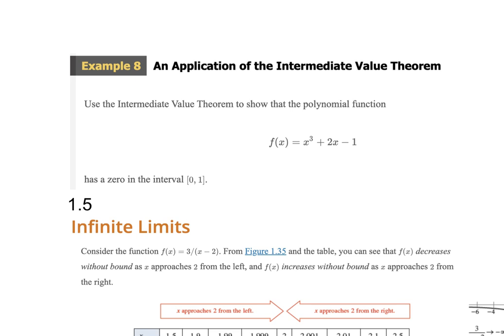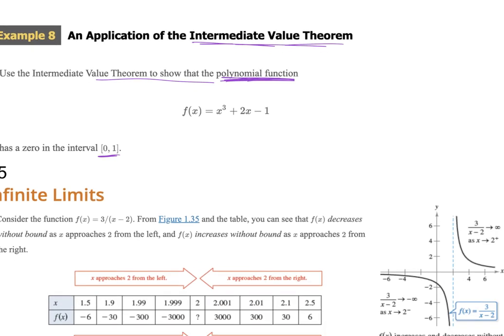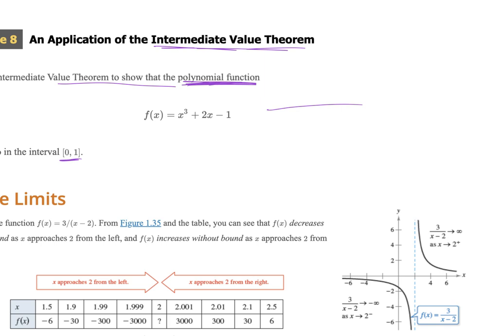Now, one valuable or beneficial use of the intermediate value theorem is to find zeros of polynomials. Okay, so use the intermediate value theorem to show that the polynomial function has a zero in the interval 0 to 1. Okay, so we have our interval from 0 to 1. So I'm going to find f of 0, that's negative 1, and f of 1 is 2.